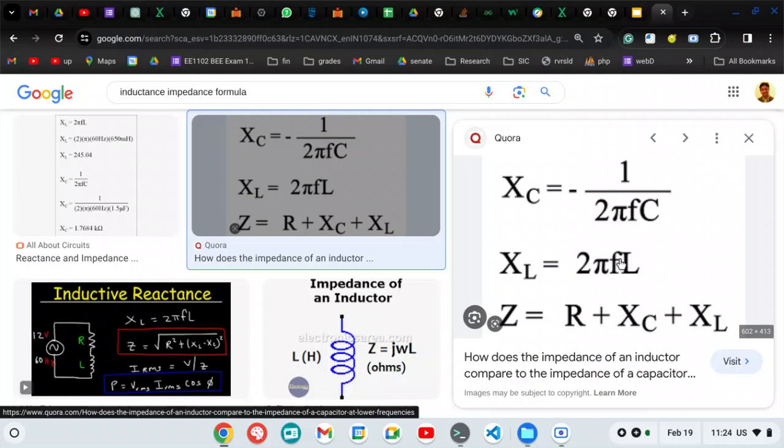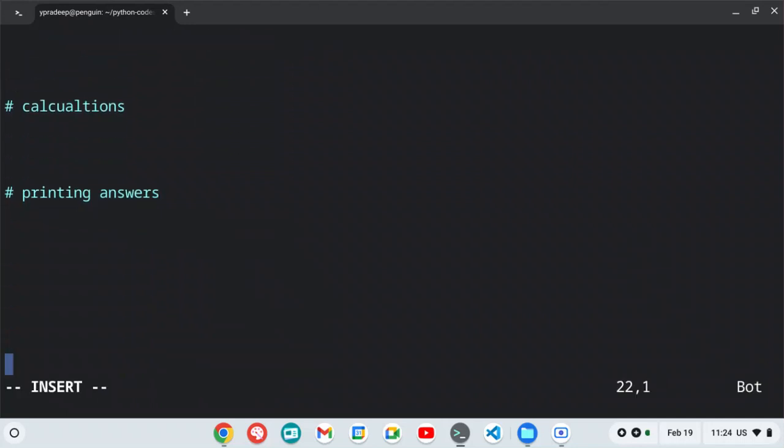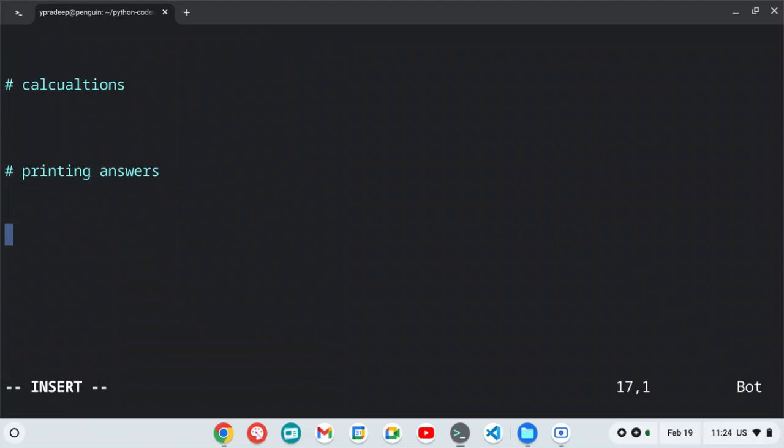So, like that. Therefore, Z is a complex number. So let us check whether it works. Now I have given input here, and then I will do calculations here, and then I'll do printing here. First, without calculation itself, let us print whether the inputs are working or not. So how do I print? So print.